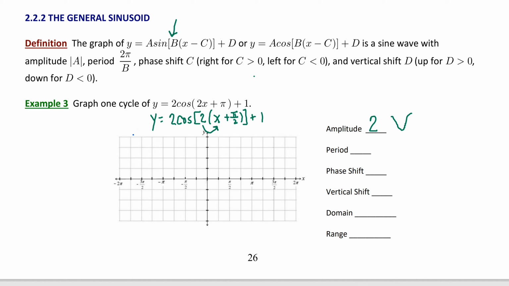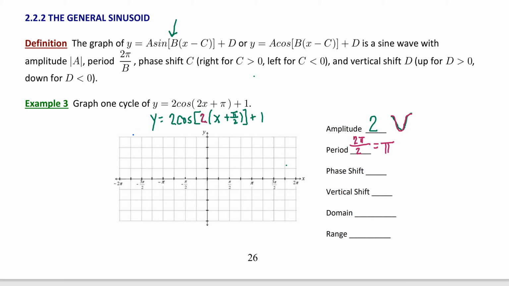You can double check here. 2 times x is 2x. 2 times π/2 is π. So in factored form, we can recognize that b is 2. To calculate the period, we're going to take the original period of cosine, which is 2π, and divide by this coefficient, so the period is π. This means in a length on the x-axis of π, cosine will complete one fundamental cycle.